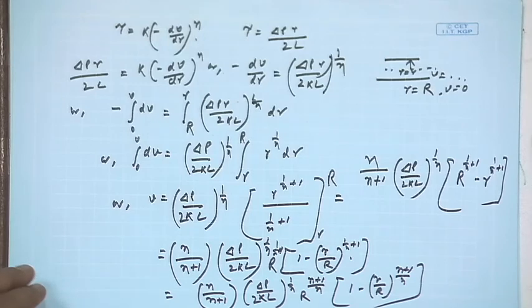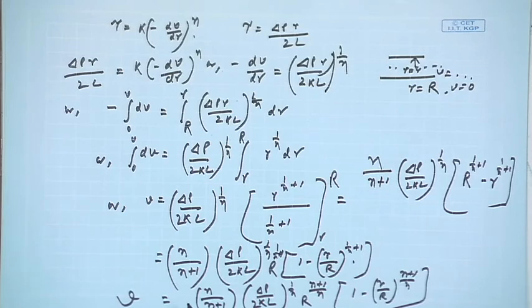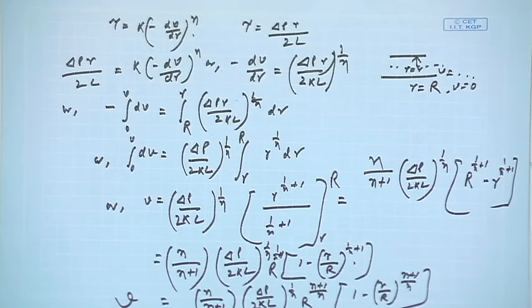So this is the V, right. V at any instance is related through the power law equation, as we have said that tau is equal to k times minus dV/dr to the power n. When we apply that, this relation comes out.